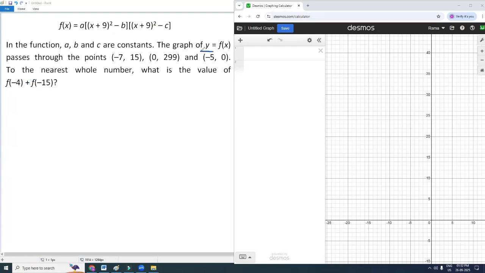Okay, here we have the information y = f(x). That is, f(x) gives the value of y. So this f(−4) is the value of y when x = −4, and this is the value of y when x = −15.